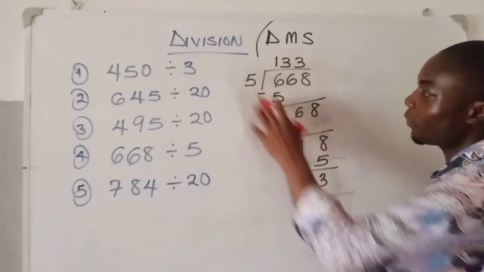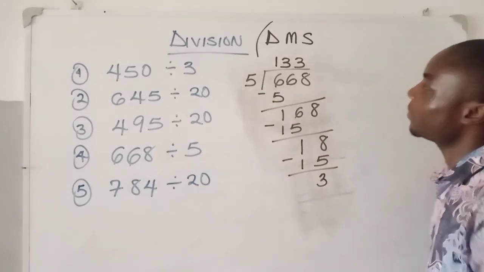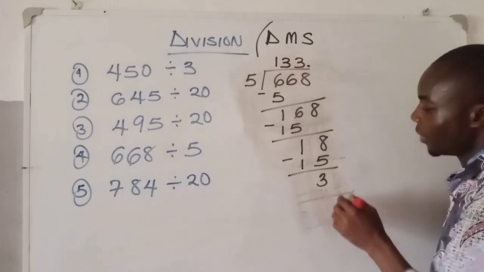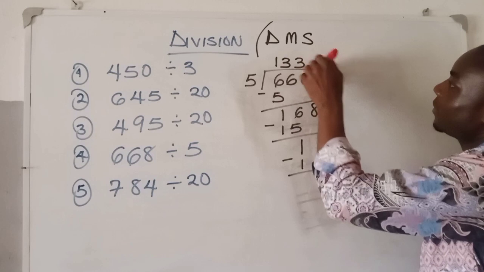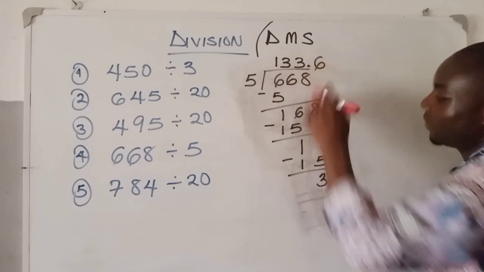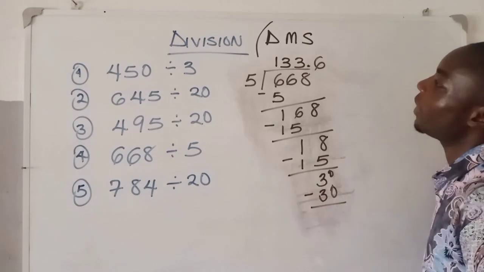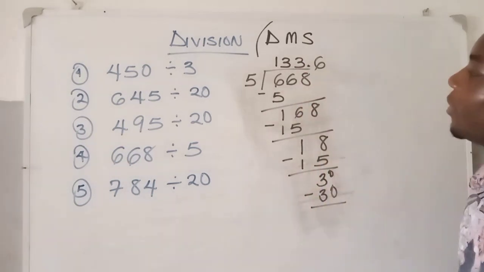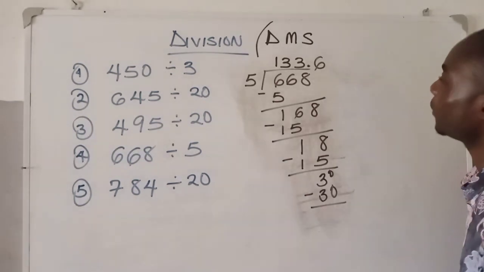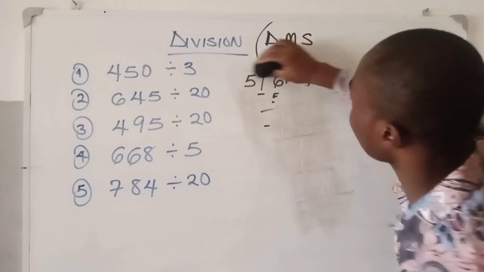All right. So 5 into 3 is not possible. So since that is not possible, we put our decimal and we add 0 to 3, it becomes 30. 5 into 30 is 6 times. Then 5 times 6, we have 30. So our answer is 133.6. So let's answer the next question.